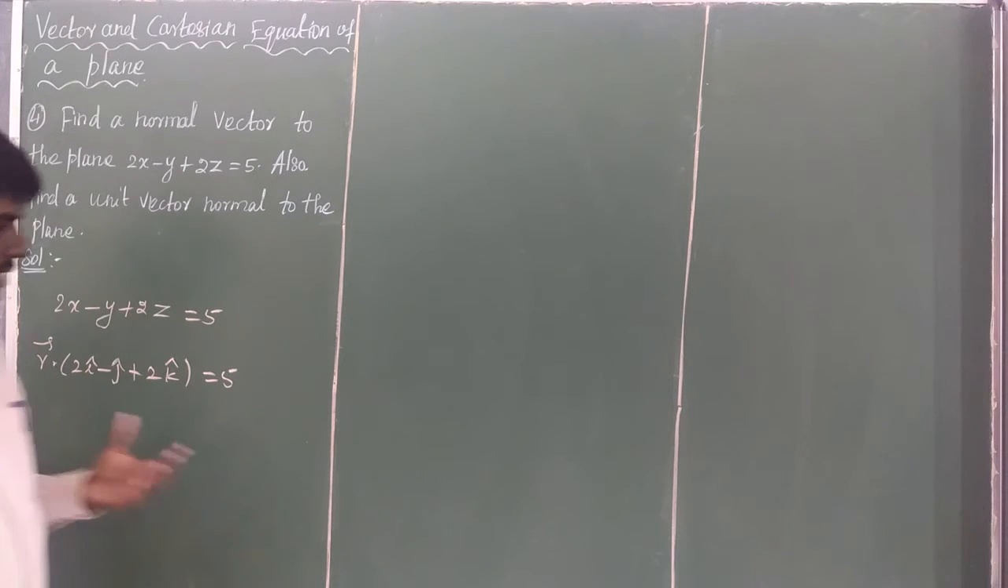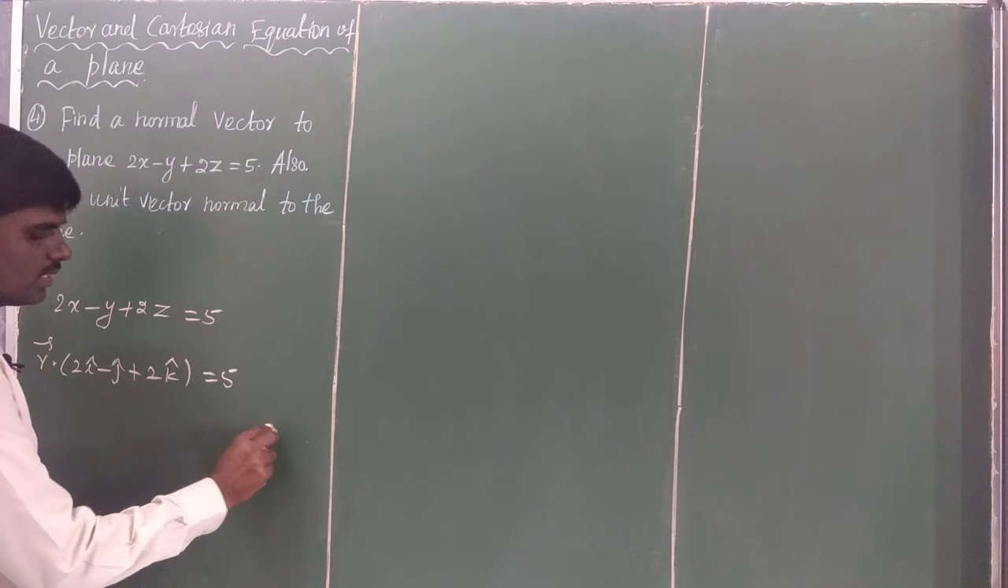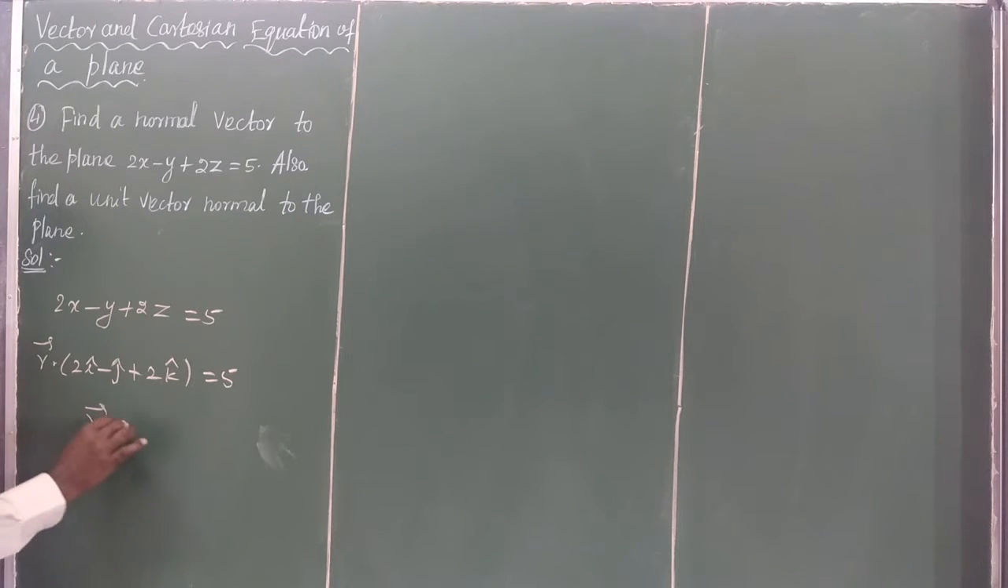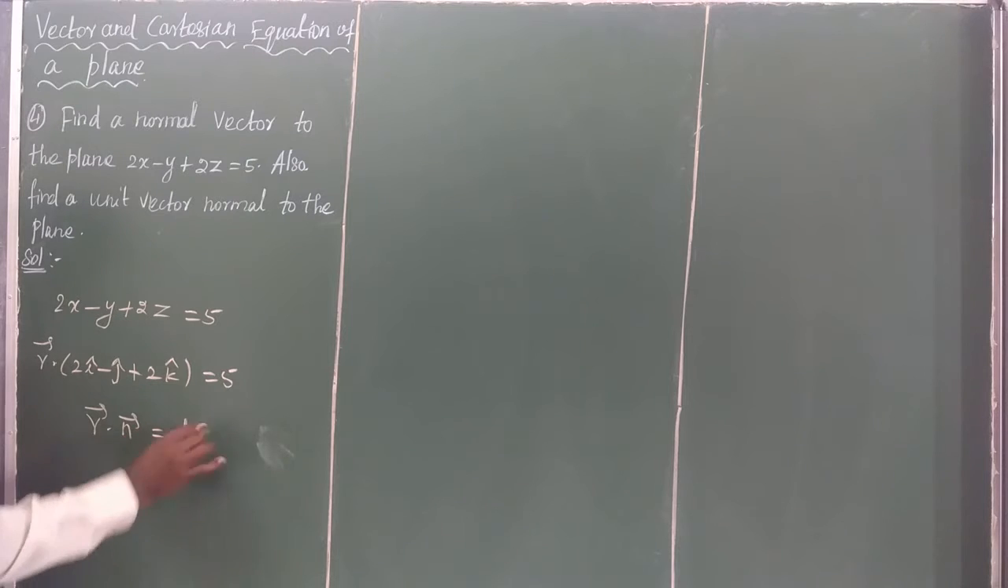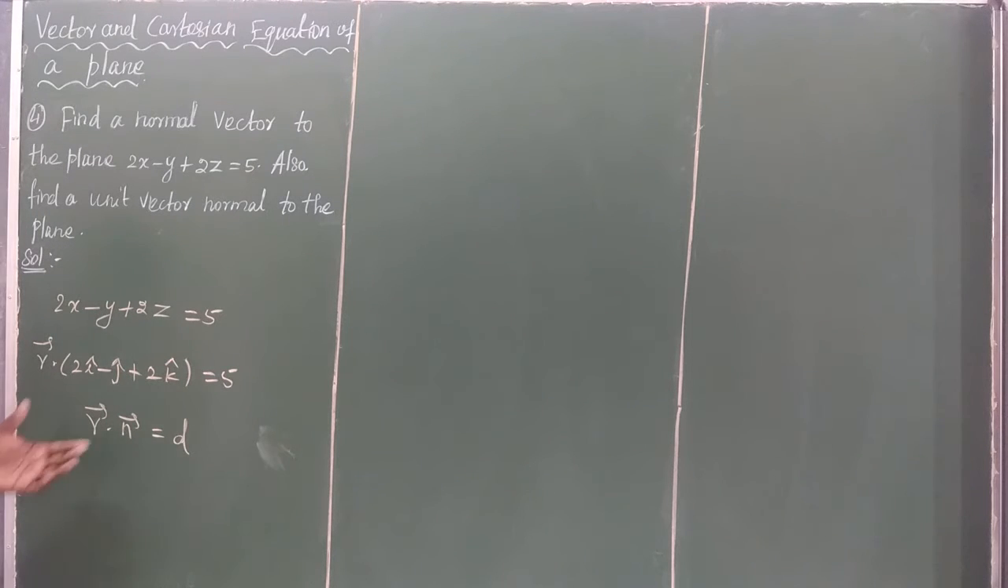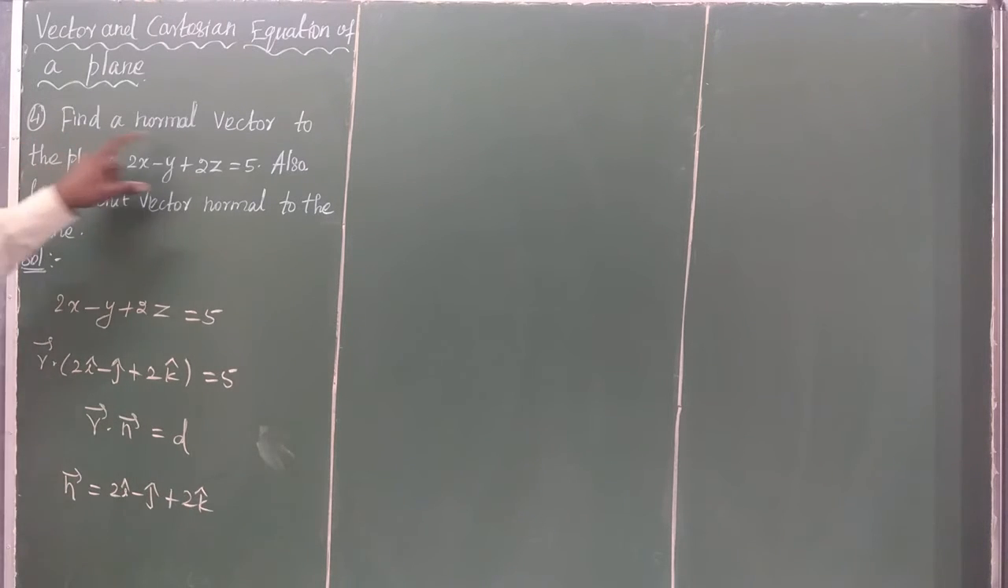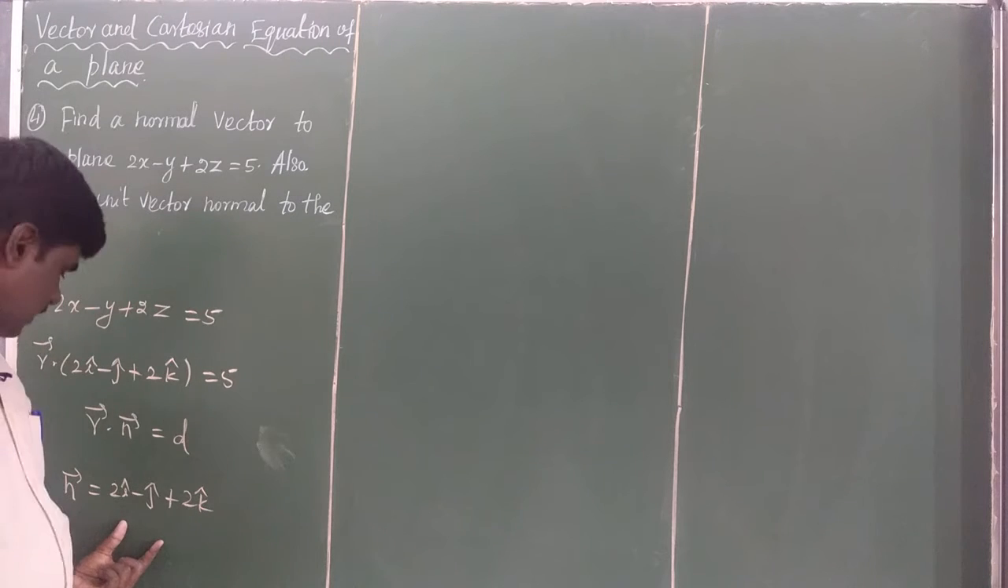The general format of the vector form is r vector dot n vector is equal to some constant d. This is the format of the plane equation. Here, n vector is equal to 2i cap minus j cap plus 2k cap. This is the normal vector.